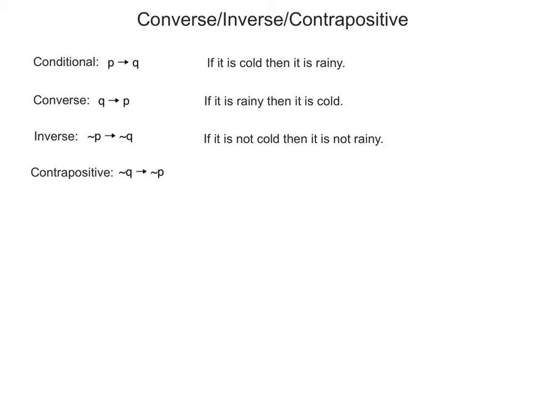Last, we look at the contrapositive, where again we negate both the hypothesis and the conclusion, and we switch around their order. Here we get if it is not rainy, then it is not cold, and that gives us the contrapositive. The hardest part really is just remembering which is which.